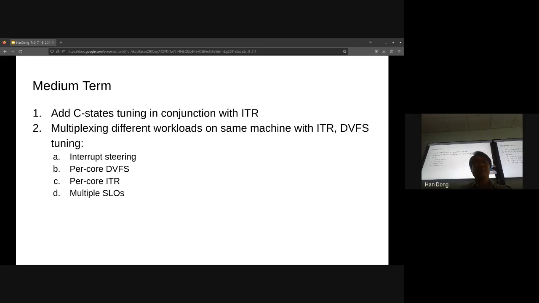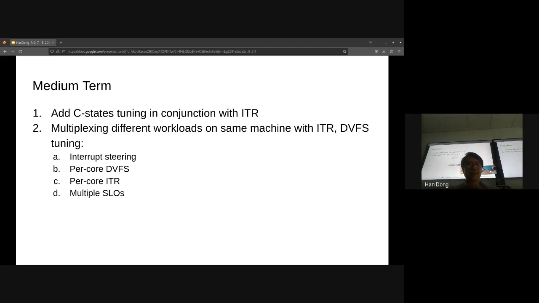And another aspect is whether we can multiplex different workloads on a single machine. So far I've only shown what happens if you dedicate the whole machine to one particular workload. But the hardware mechanism enables per-core DVFS and also per-core interrupt delay. How can we play with those two mechanisms? Another question: if you have different kinds of web services running with different SLOs, how could you take advantage of that too?